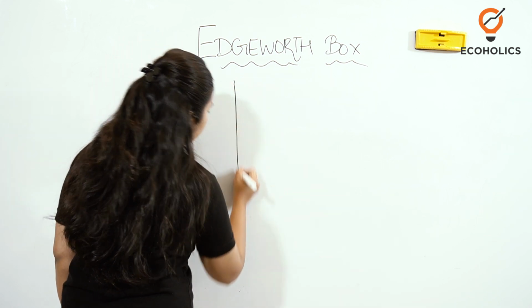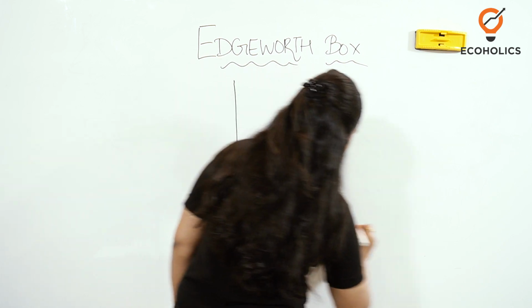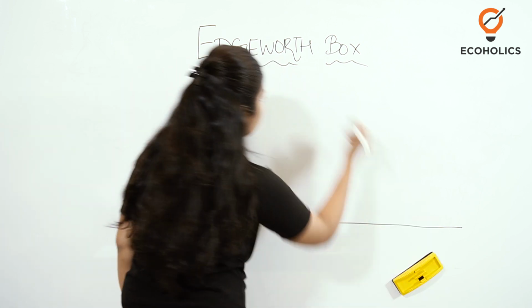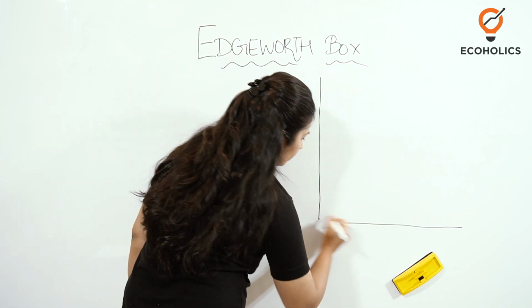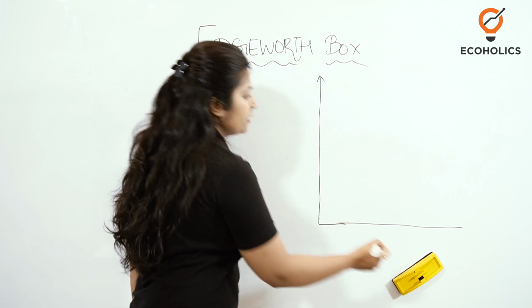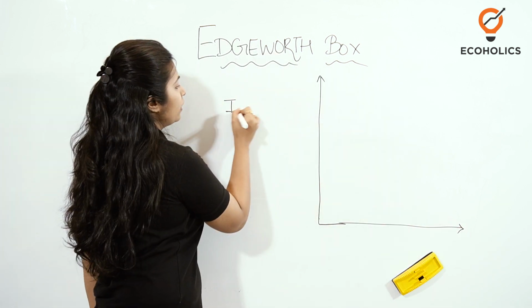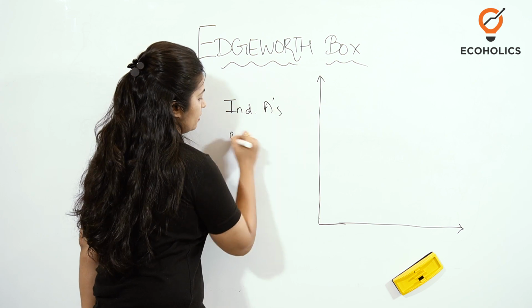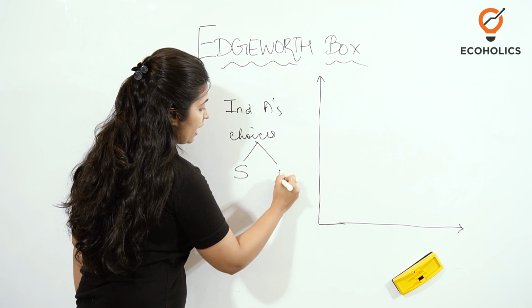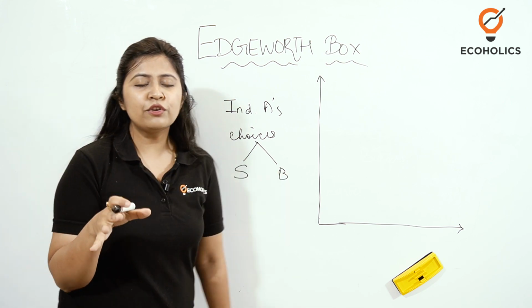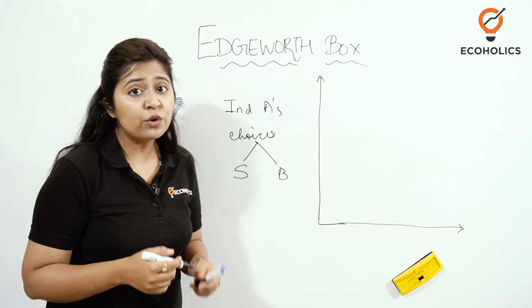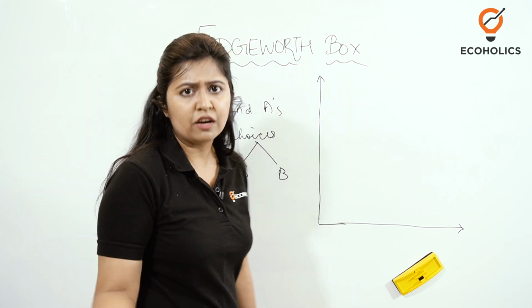We have the graph over here. I'm going to draw a graph like this. This graph represents individual A's choices between the two commodities, sandwiches and burgers. We are going to find out the choices between sandwiches and burgers for individual A, and how do we find that out? By drawing the indifference curves, of course.